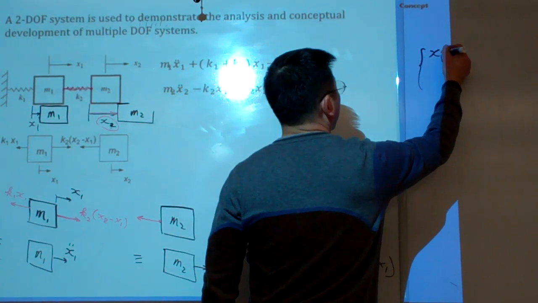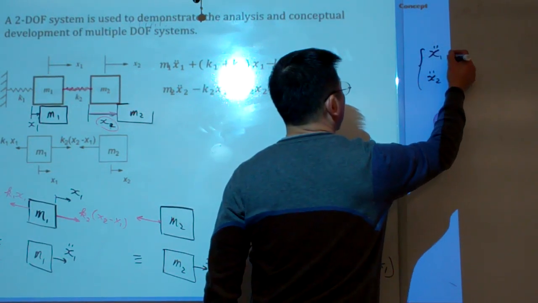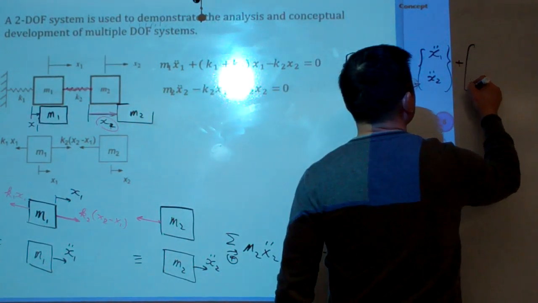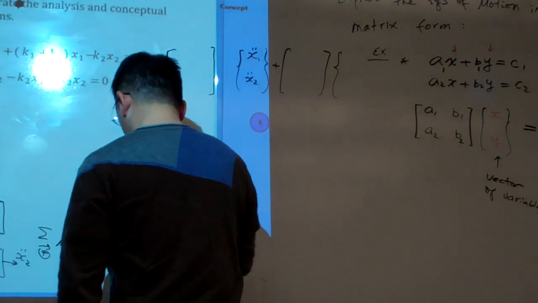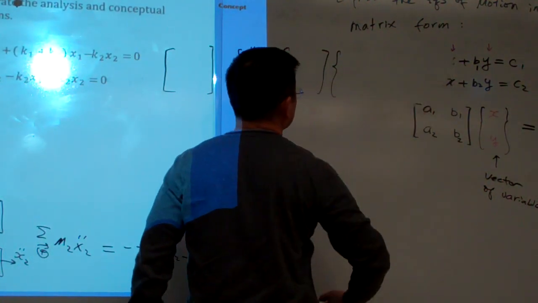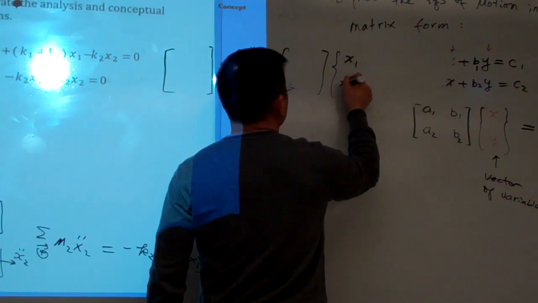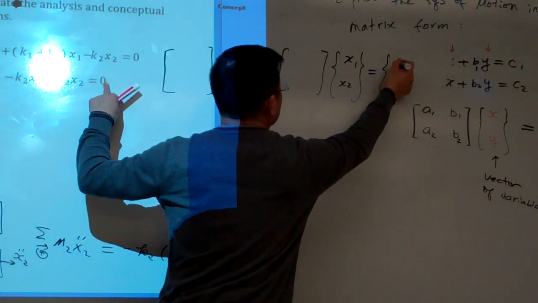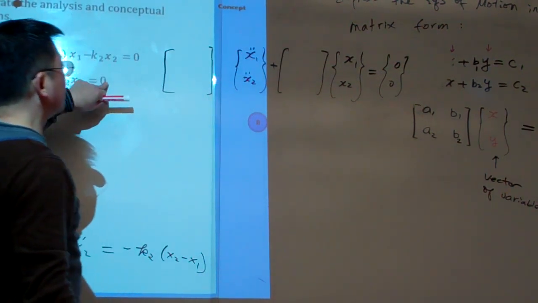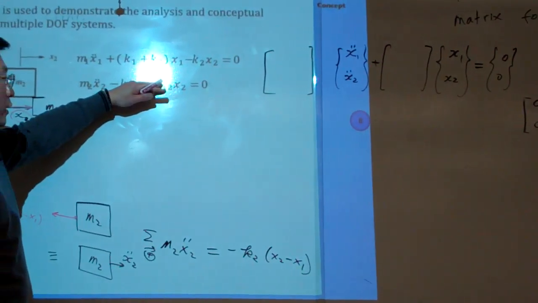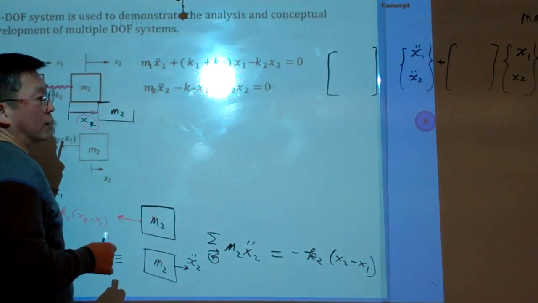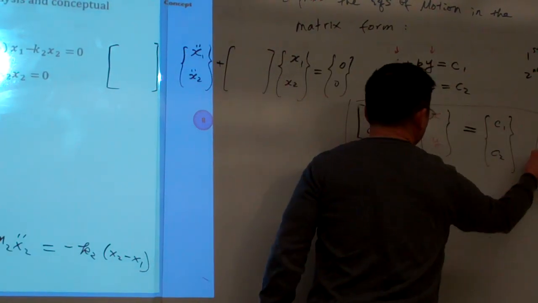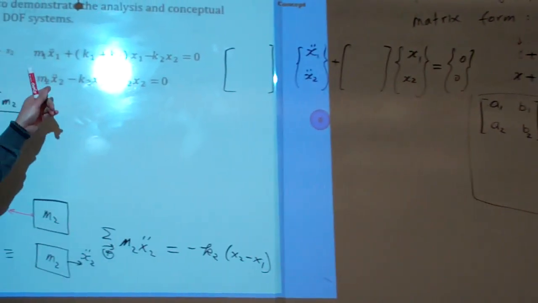So let me define x1 double dot, x2 double dot, and multiply with something, plus something, multiply with x1, x2, equal to 0, 0. Basically here we have two sets of equations, and we do this one by one. Right now I want to implement what we get here, applying this one to here.